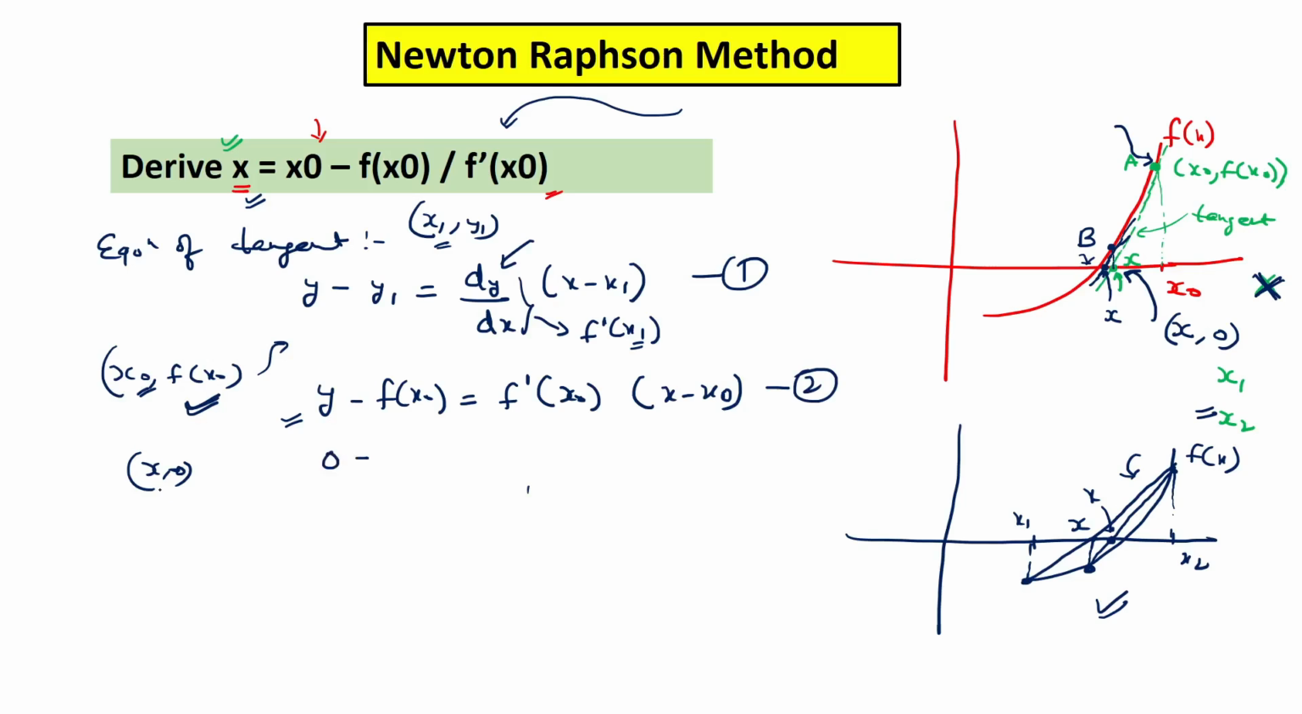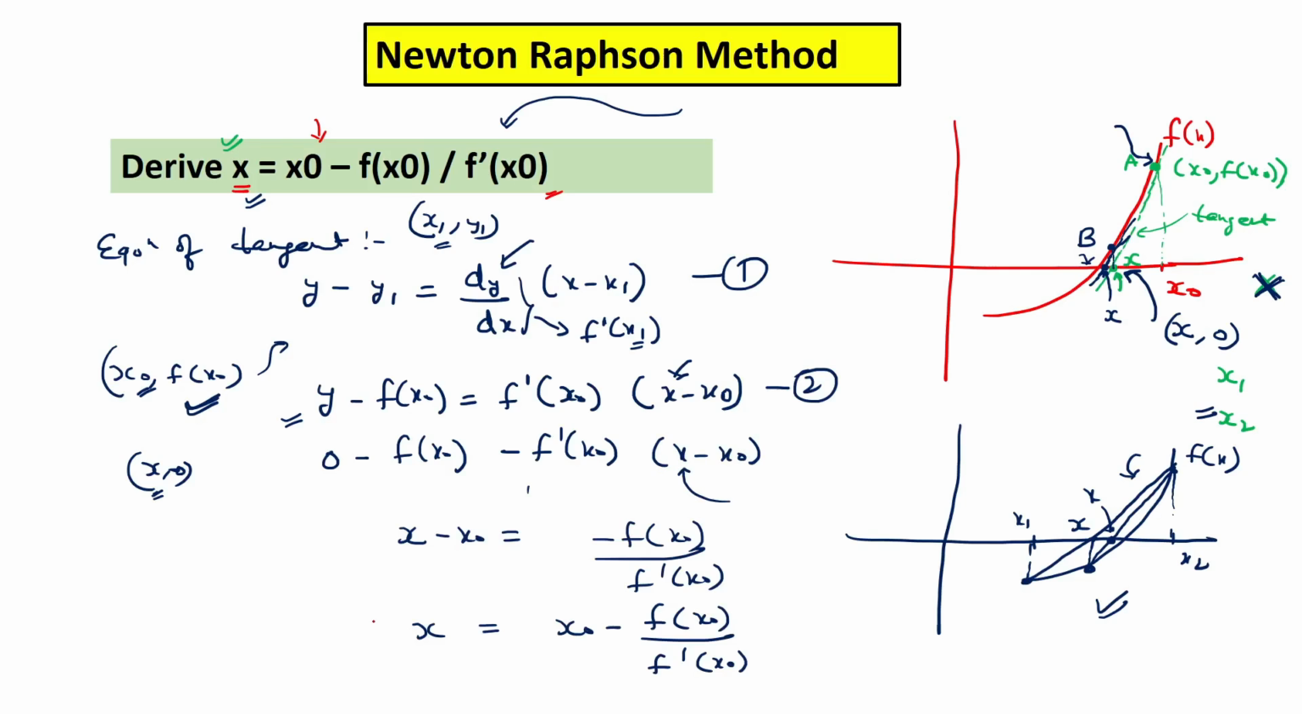So if we put this x comma 0 in equation number 2, y is 0 and the rest remains the same, with x being the same x and x naught. Now we can easily find the value of this x. So we have found the value of x, and this is the same formula. In this way we can derive the value of x, and we have understood how the Newton Raphson method was finding the value of x in the graphical manner also.